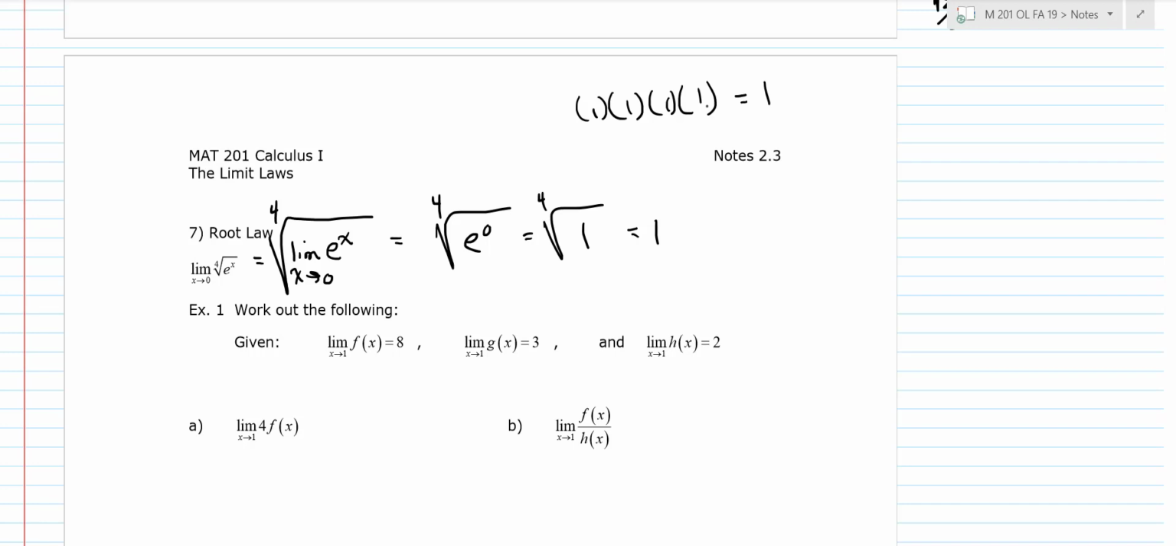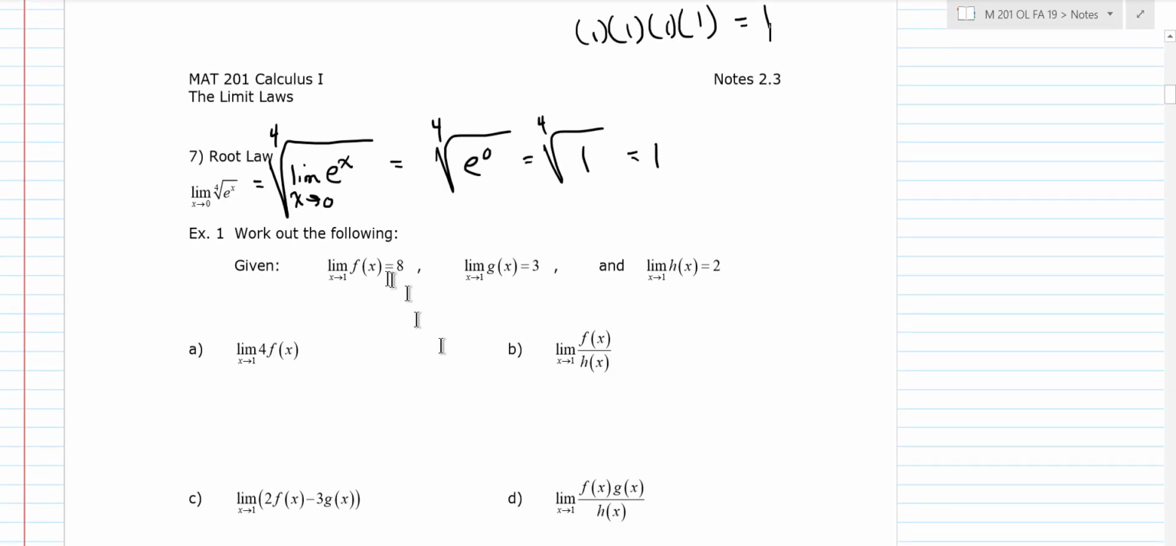All right, so the next thing I'm going to show you is going to work out some problems that are good exercises to take students through, because the only way you can really do these limits is to show that you understand how the limit laws work.